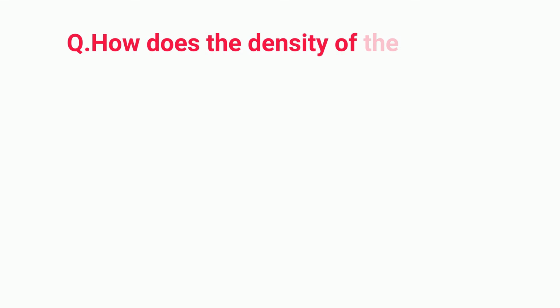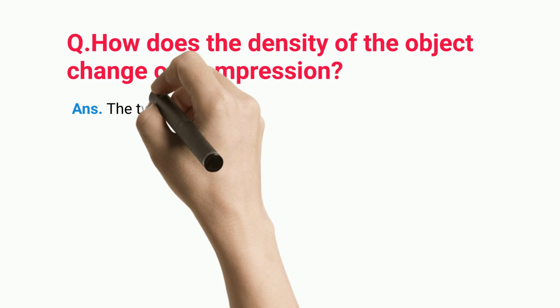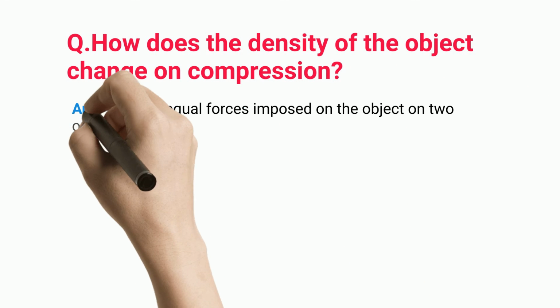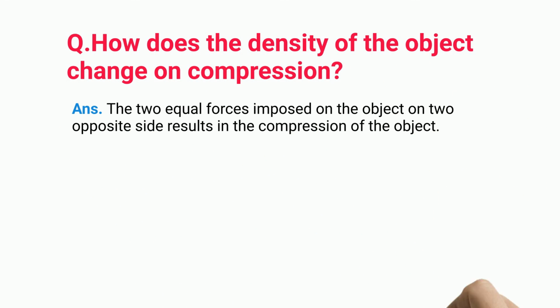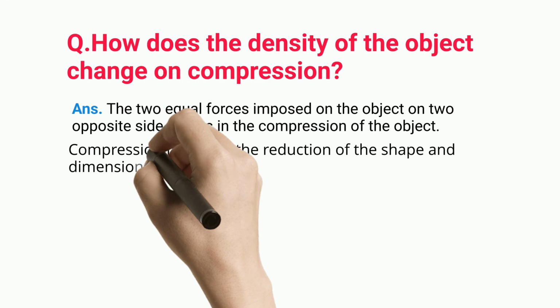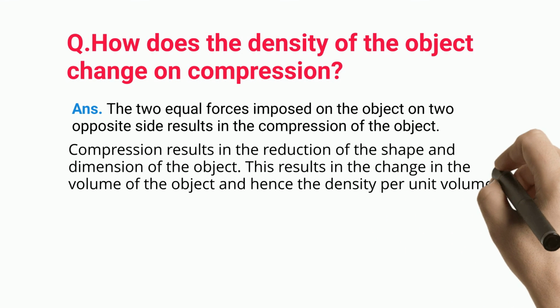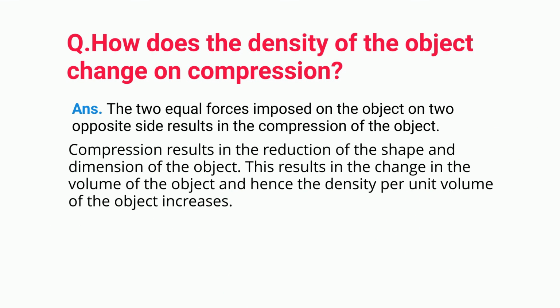How does the density of the object change on compression? Two equal forces imposed on the object on two opposite sides result in the compression of the object. Compression results in the reduction of the shape and dimension of the object. This results in the change in the volume of the object, and hence the density per unit volume of the object increases.